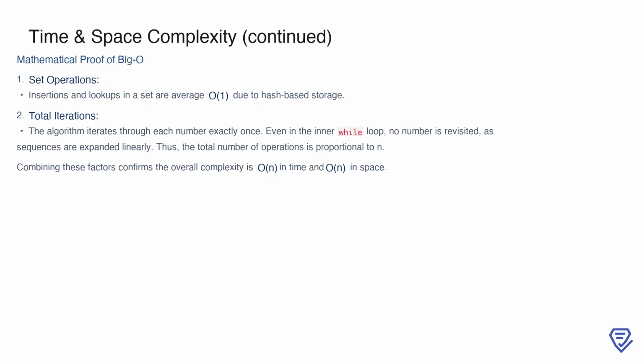Combining these factors, the total number of operations scales directly with the size of the input, confirming the overall time complexity is O(n). Similarly, the use of the set requires O(n) space, leading to a space complexity of O(n). This rigorous breakdown validates the algorithm's efficiency.